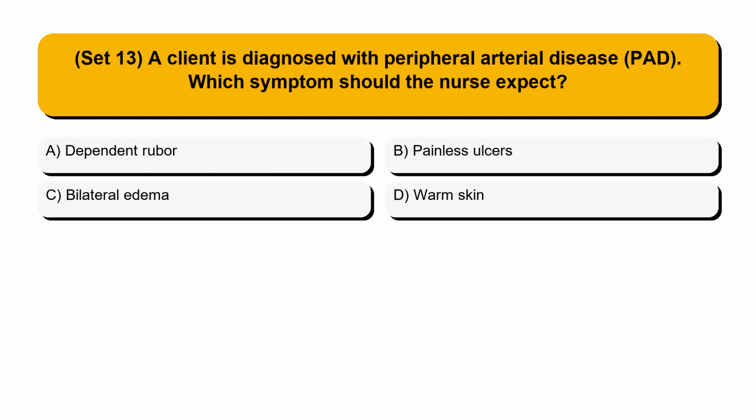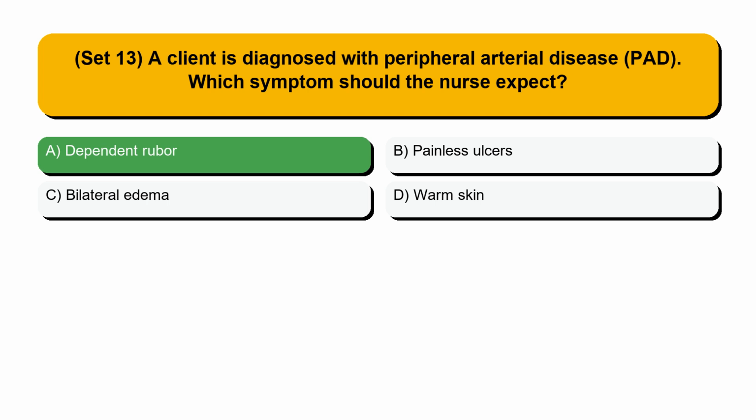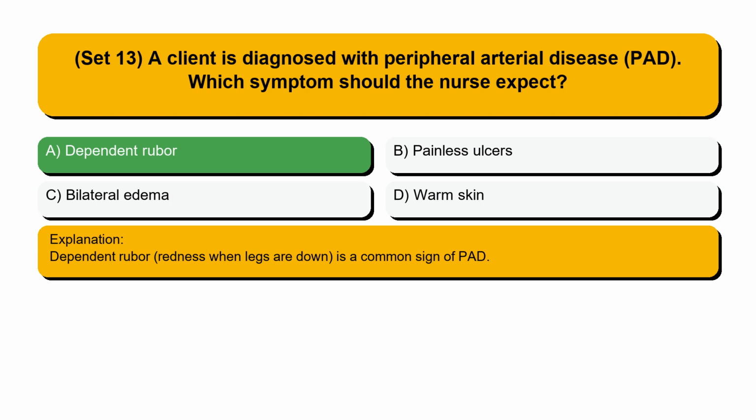Question 13. Set 13. A client is diagnosed with peripheral arterial disease, PAD. Which symptom should the nurse expect? Option A, dependent rubor. Option B, painless ulcers. Option C, bilateral edema. Option D, warm skin. The correct answer is option A, dependent rubor. Dependent rubor, redness when legs are down, is a common sign of PAD.